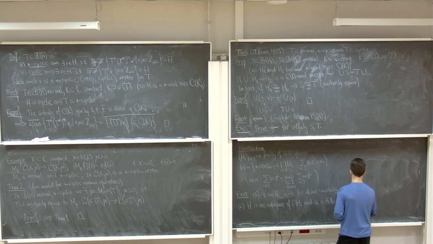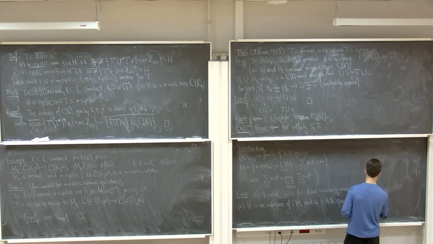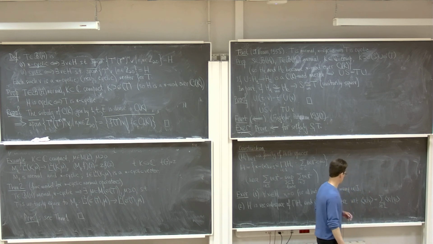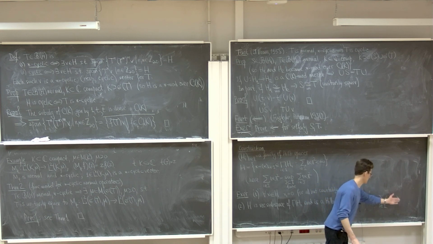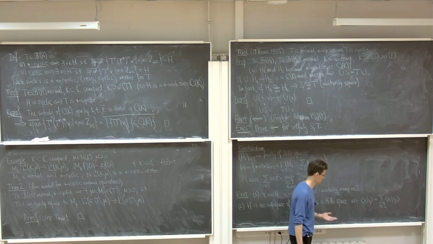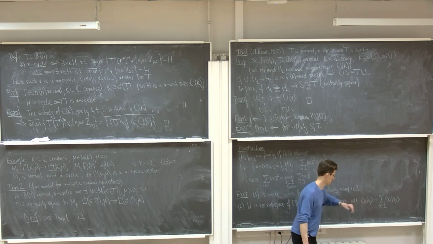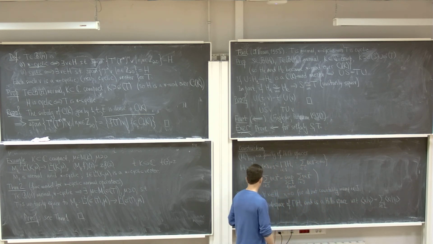With respect to the following inner product. The inner product of x and y is given as the sum of the following series. So now we look at this expression as an actual series, because we already know that x and y are supported on countable sets. So actually this is a countable sum.